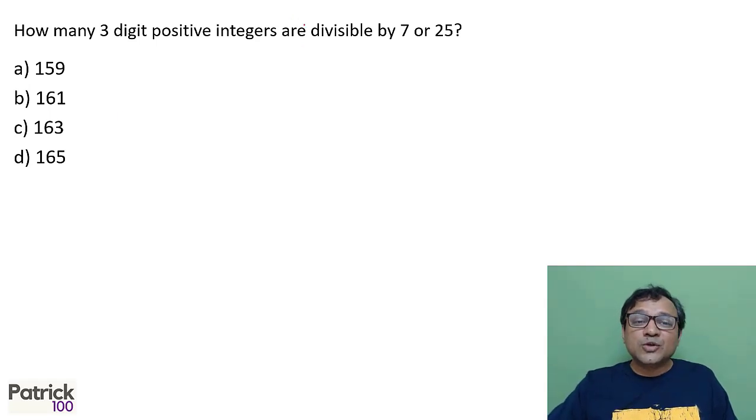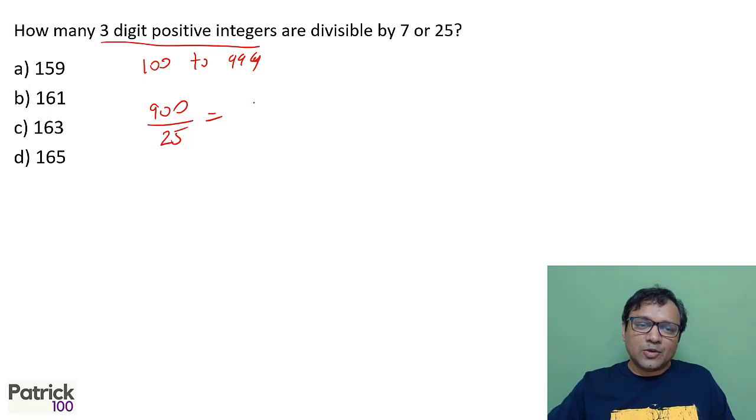How many 3-digit positive integers are divisible by 7 or 25? How many 3-digit positive numbers are there? From 100 to 999, 900 numbers. How many of these are divisible by 25? Just divide by 25. So you will get 900 divided by 25, 36 numbers are divisible by 25.